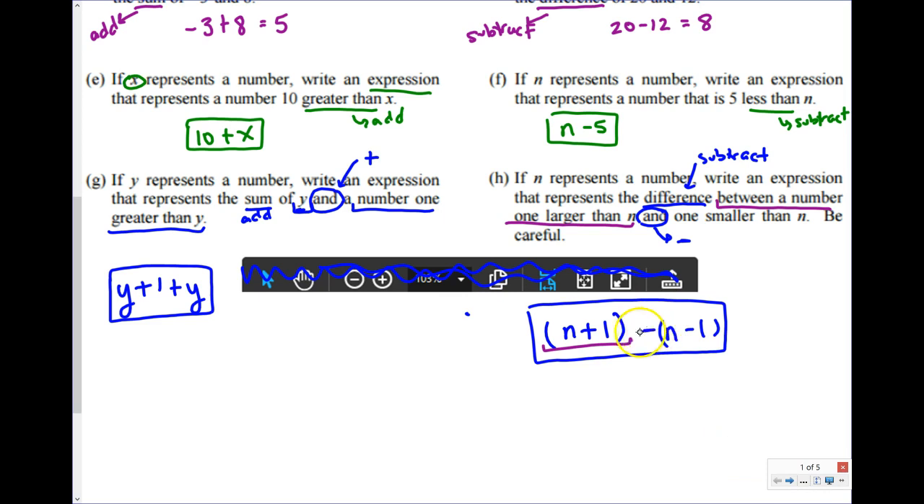So I have this subtraction symbol right here, and that's where I get the subtraction difference. And then the second part comes from this right here. 1 smaller than n is right here. This was a tough one, and there's where I get the difference. Okay?